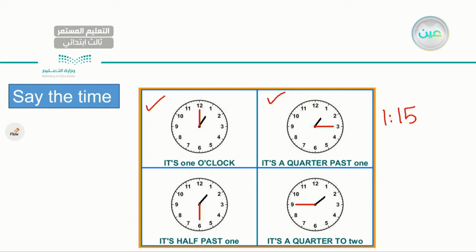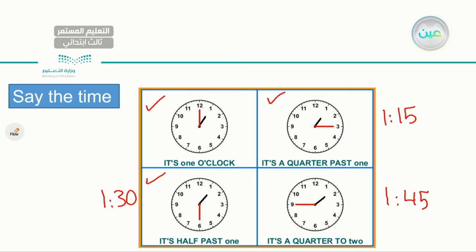Now let's add 15 minutes more. What time is it? It is half past 1 or it is 1:30. Both are correct. Let's add 15 minutes now. We might say it is 1:45 or, now notice, it is quarter to 2. It is quarter to 2.